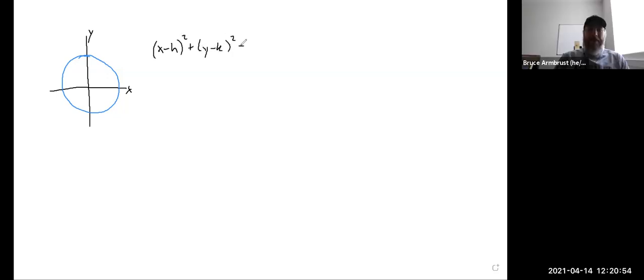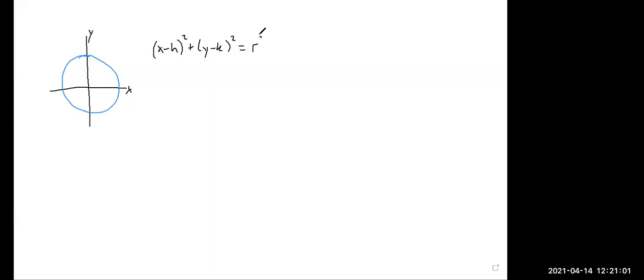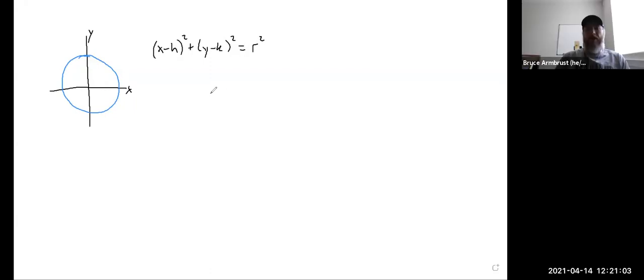It's x minus h squared plus y minus k squared. And do you remember what it equals? R squared, beautiful. So this is the equation of a circle where h and k are the coordinates of the center, and r is the radius. That's just in general what we get for a circle.